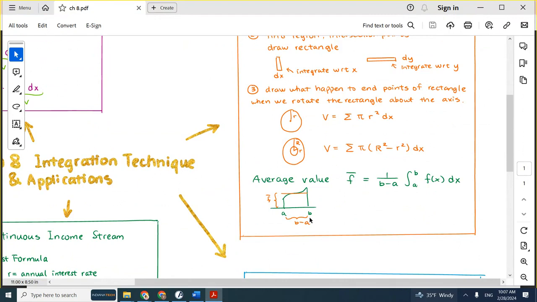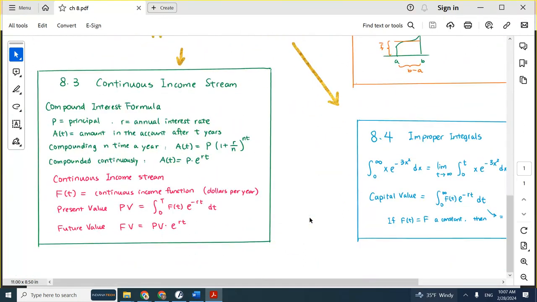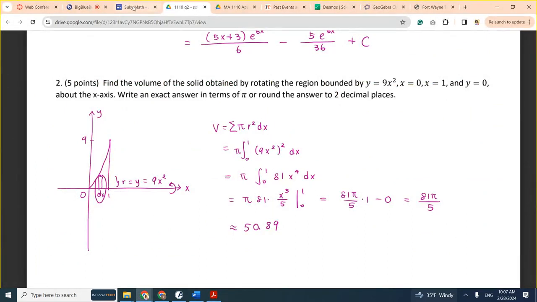So when you read a problem in the exam, be careful, okay? So read the problem carefully.